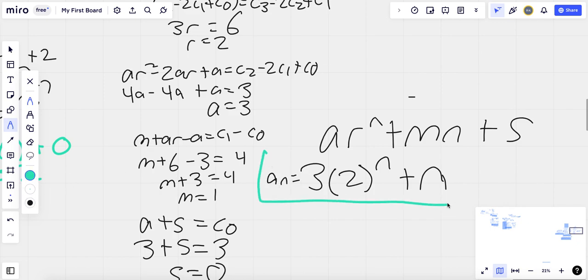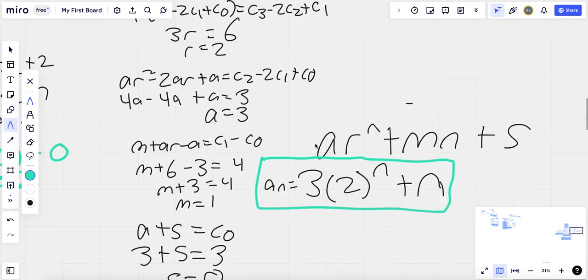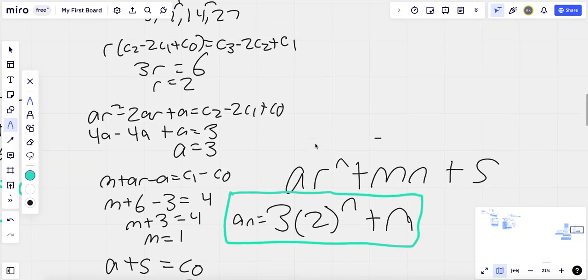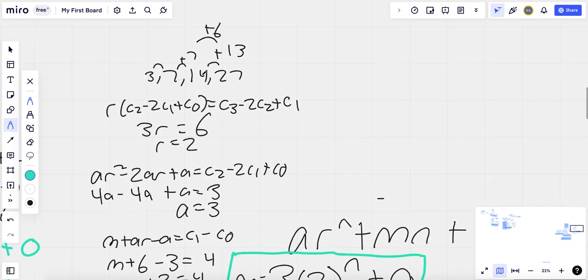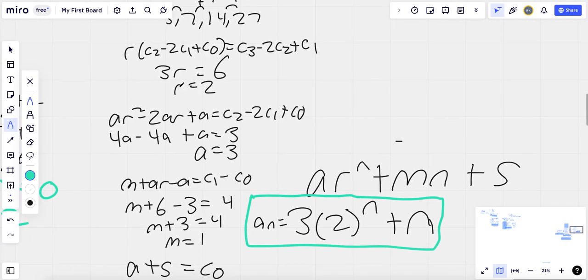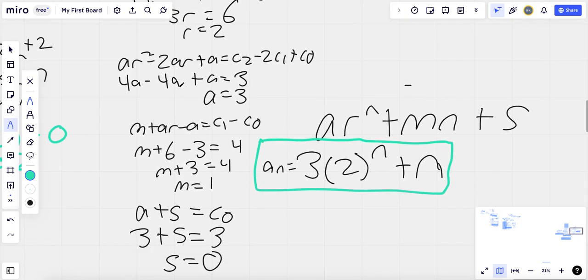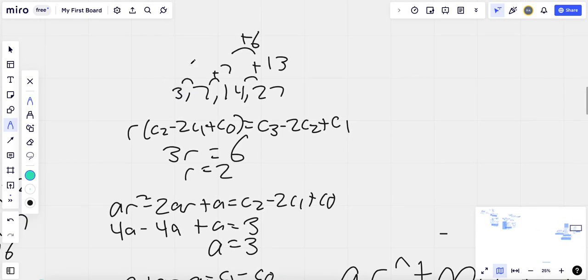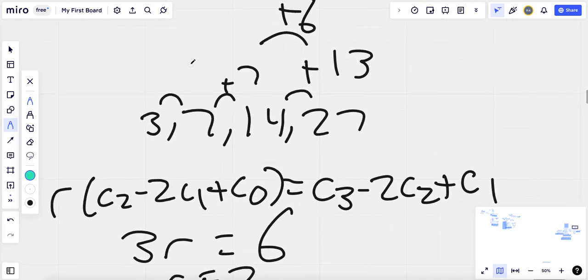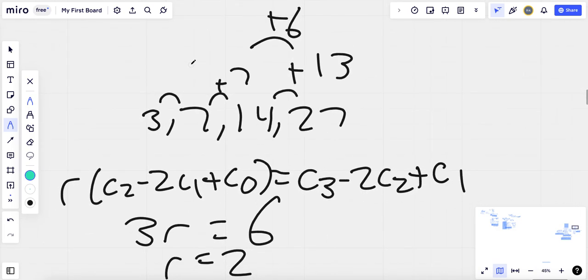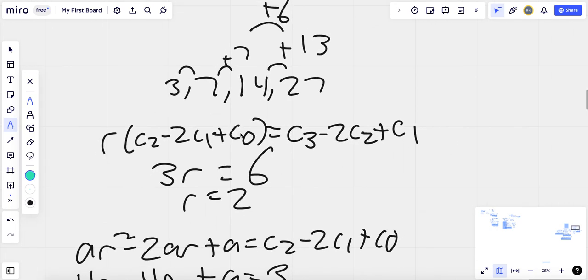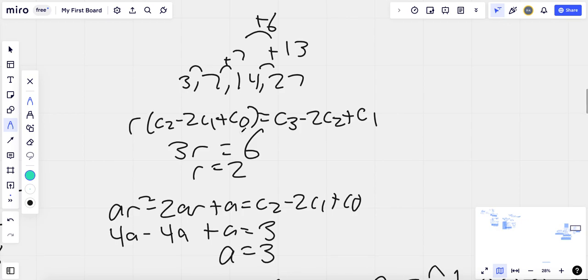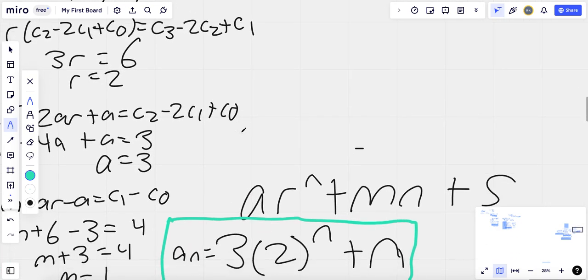So if we were to test this, it would actually match what we have with these first few terms here, and you can test that. So this template is really useful when we don't really know if there's a pattern between the terms, but we can test this to figure out if this is a result of a geometric plus an arithmetic sequence, in which it would be really easy to find this general formula.